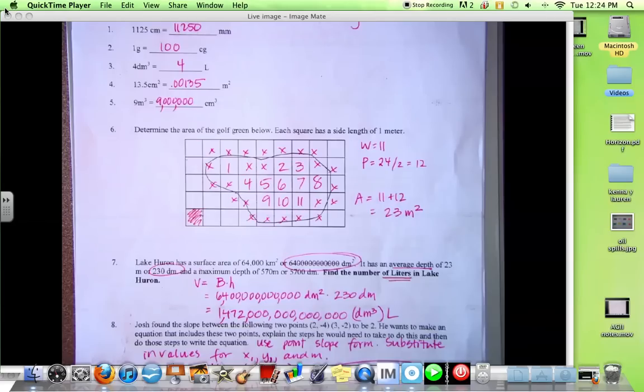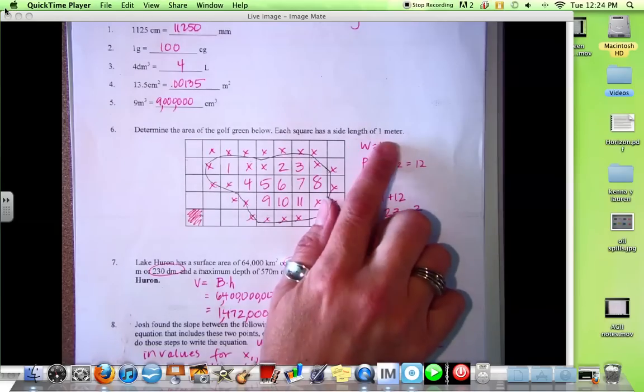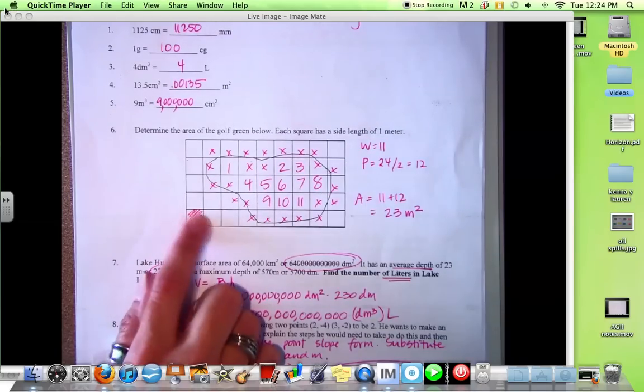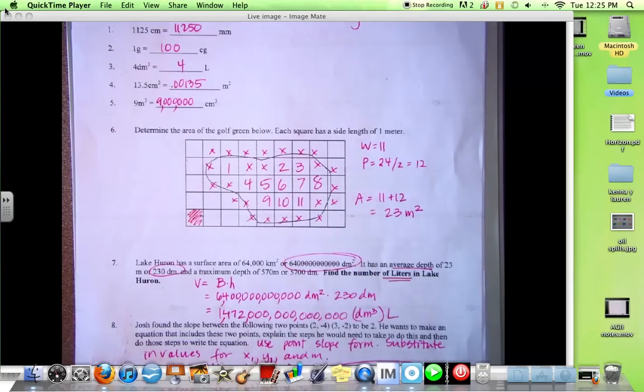All right, 6. I have 11 wholes, 24 partials. Divided by 2 gives you 12. So 11 plus 12 gives you 23. You are told that each side has a side length of 1 meter, so it's 1 square meter, 23 square meters.